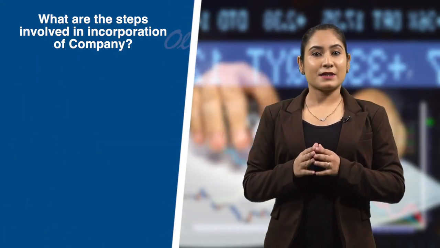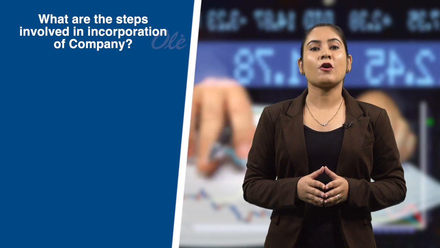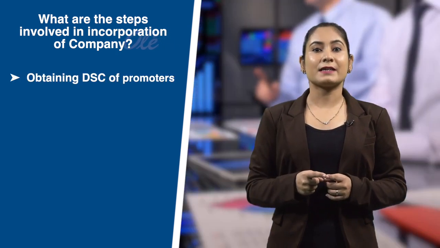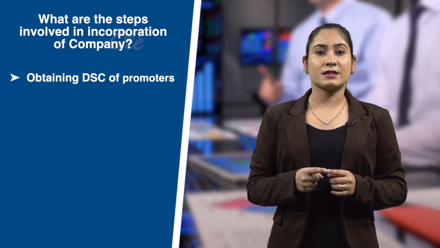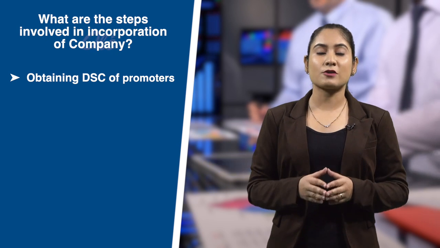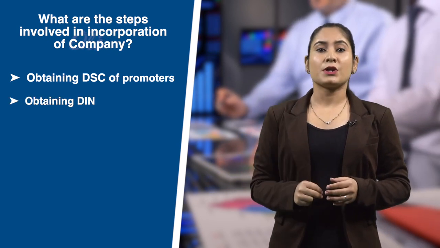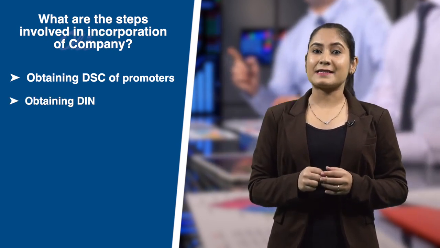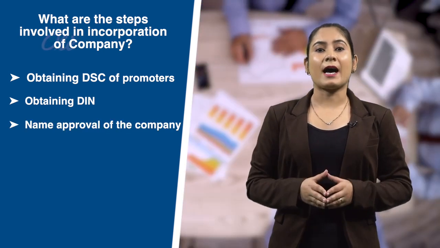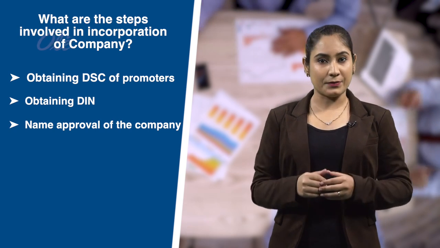What are the steps involved in the incorporation of a private limited company? Number 1, you are required to obtain DSC of the promoters. Digital signature certificates will be used for filing the rest of the documents of incorporation. 2, you are required to obtain Director's Identification Number, DIN. Third, you are required to have the name approval of the company.